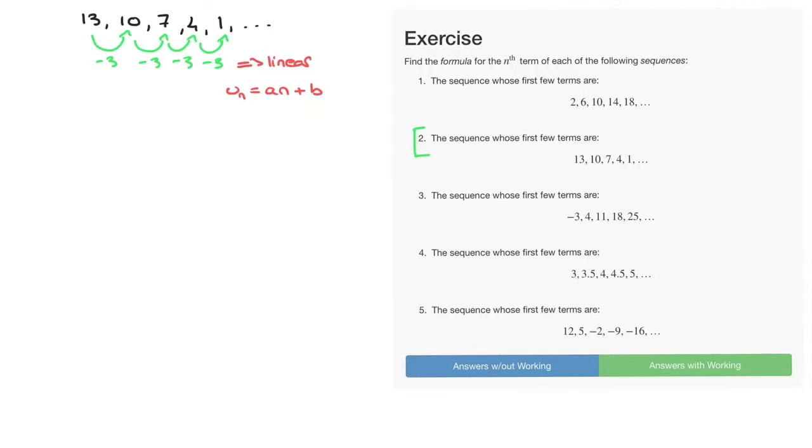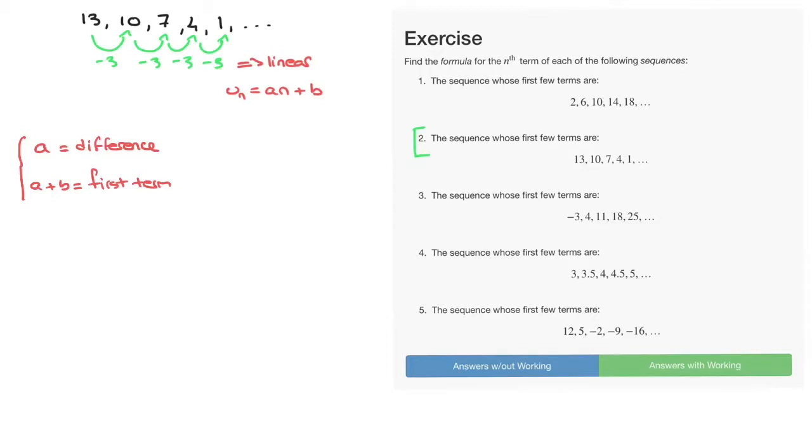And to find a and b, we have two equations. Those are a equals the difference, and a plus b equals the first term. Now remember, those two equations will be true for any linear sequence.